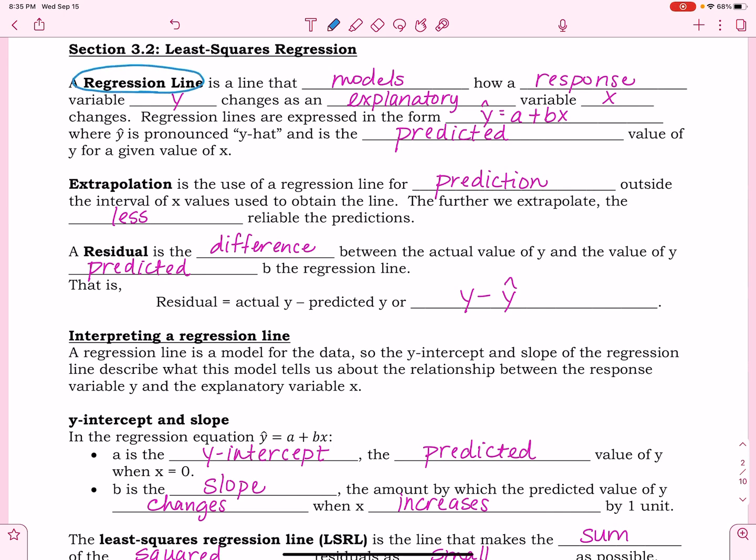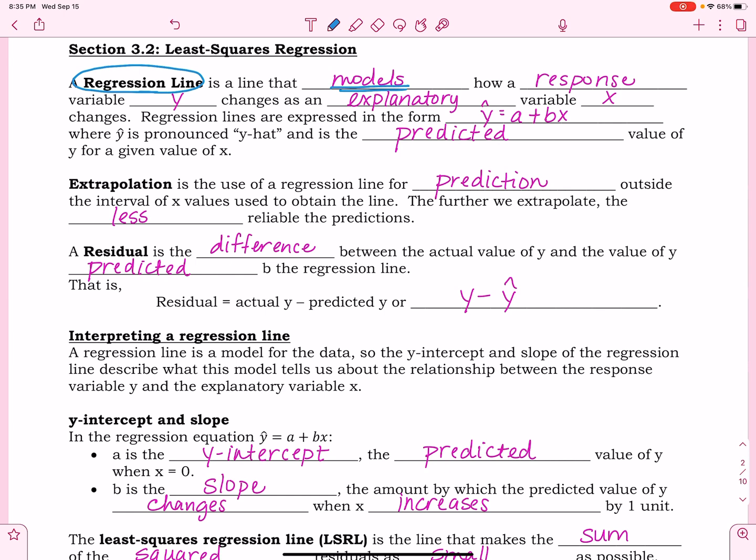It is a line we come up with based on the relationship of your x and y variables. So whatever your scatter plot looks like, we find a line that fits it the best. We've also called it a line of best fit to come up with that regression line. And it just models mathematically or algebraically how the response variable is changing based on the explanatory variable.